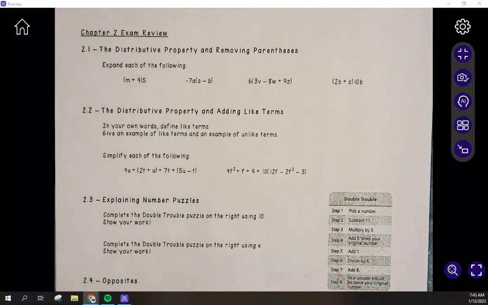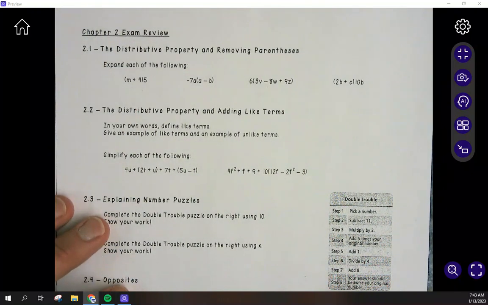This is Algebra 1 exam review for Chapter 2. All right, and we are starting with the distributive property and removing parentheses.